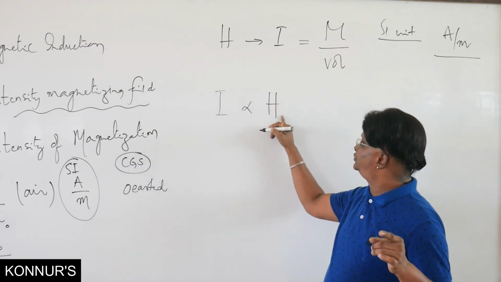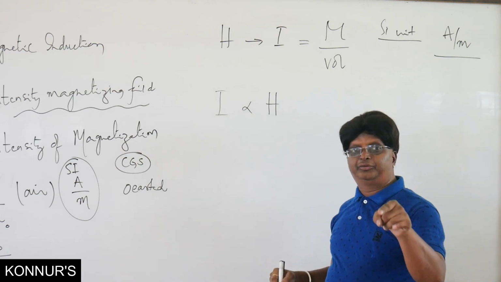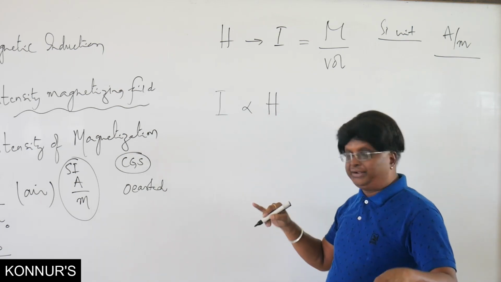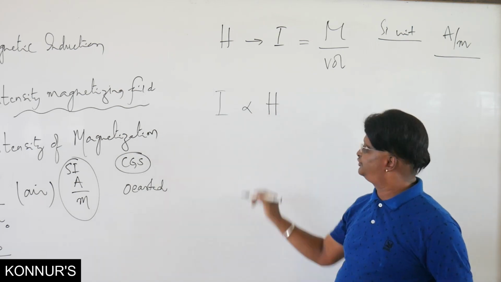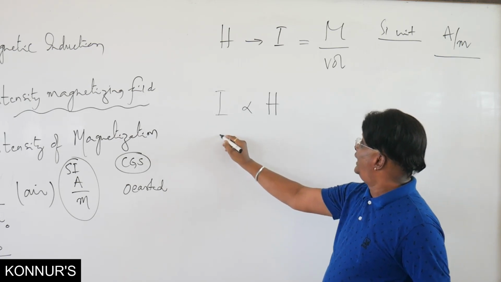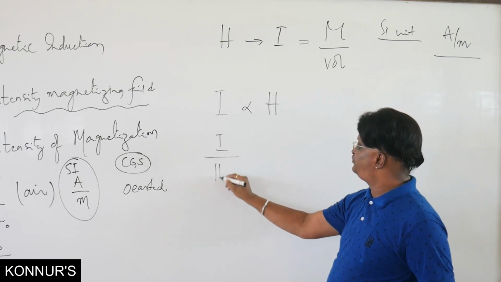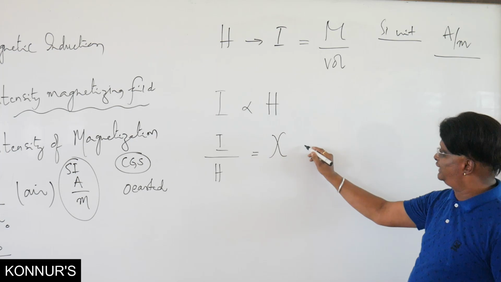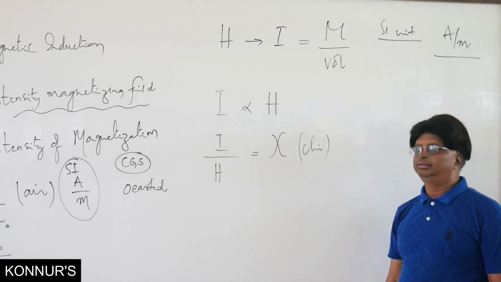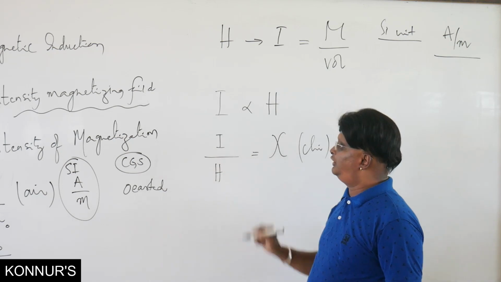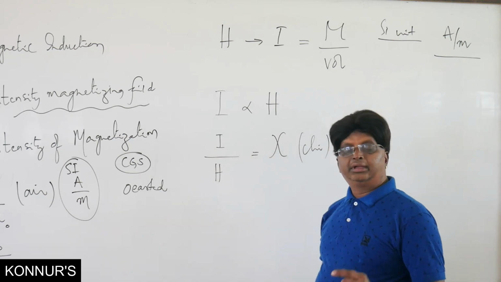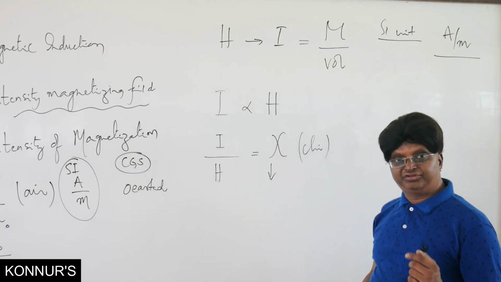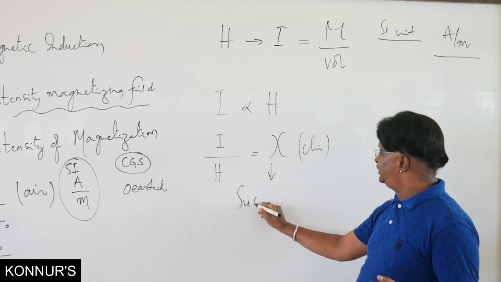Though we say I is proportional to H, I will attain one maximum value, which we call saturation, for one value of H. Till that we can write I proportional to H, and therefore we write I by H as a new constant, chi. This is not X, this is the Greek symbol chi. Numerator term is intensity of magnetization, denominator term is intensity of magnetizing field. This chi is another important definition in magnetism. This is susceptibility.